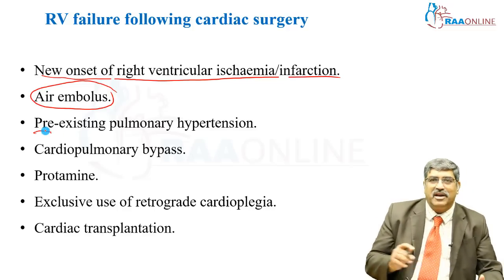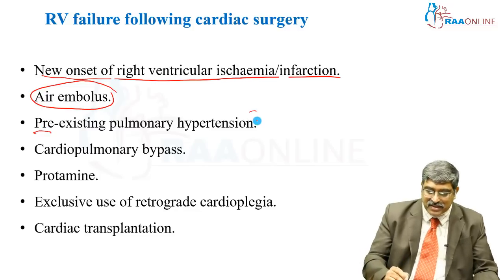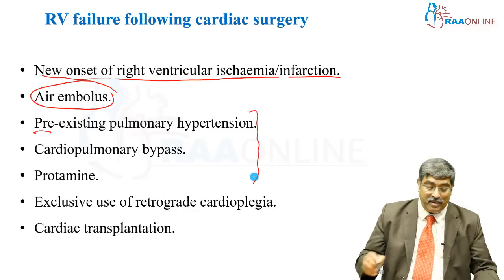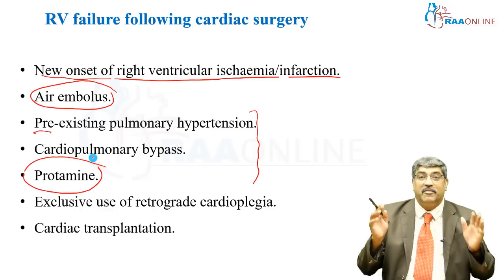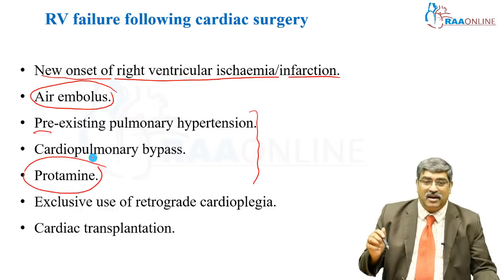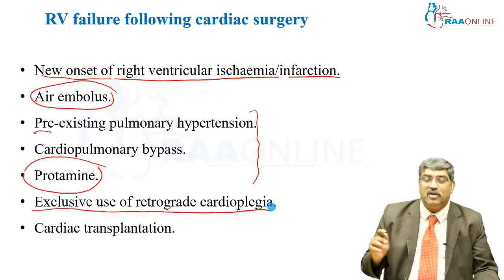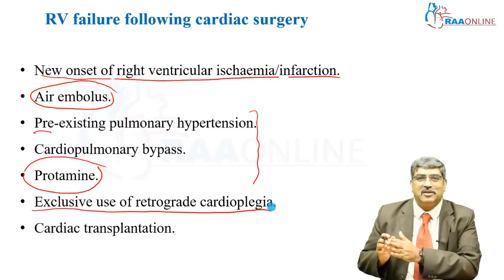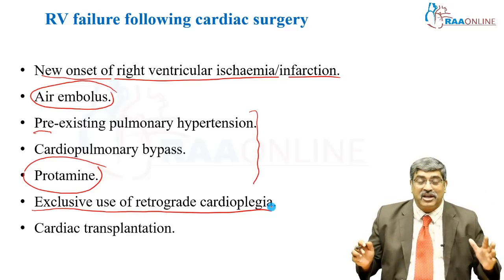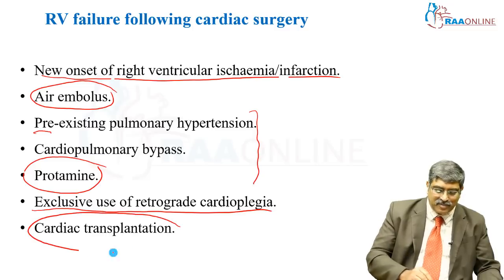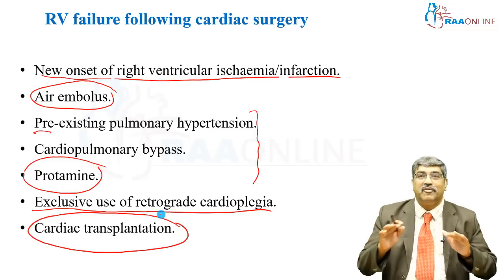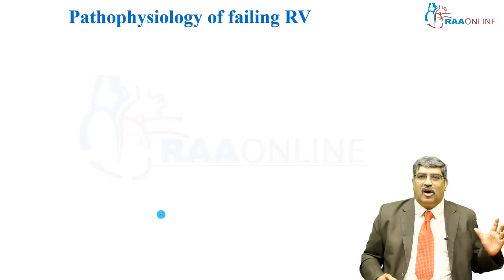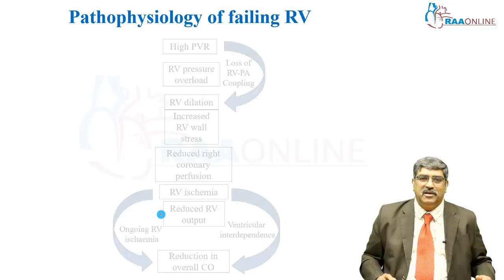Then other causes of right ventricular failure in cardiac surgery include pre-existing pulmonary hypertension, the mere institution of cardiopulmonary bypass, protamine, which can cause a dangerous allergic reaction and affect the right ventricle, and exclusive use of retrograde cardioplegia. Here your right ventricle is not protected and only the left ventricle is protected. So, while coming off, your right ventricle might fail, and cardiac transplantation and institution of LVAD sometimes fail to protect the right ventricle.